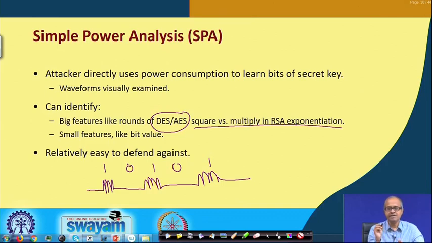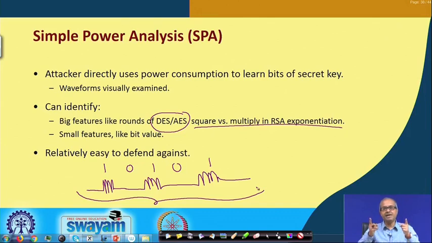So, you see in timing analysis you are only able to estimate how many ones were there, but here if you can visually see the waveform, you can exactly tell what was the key, which are the zeros and which are the ones. Okay? That is the big advantage.